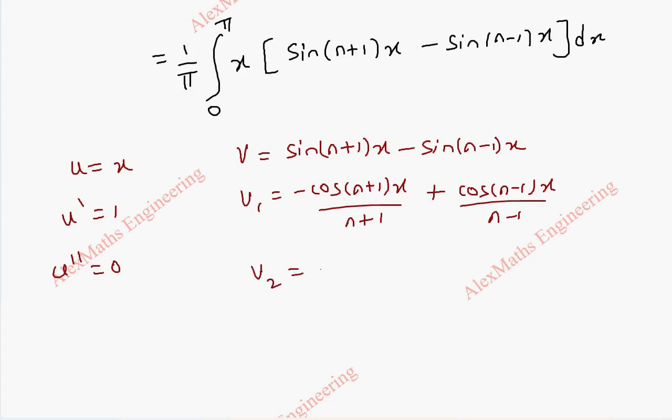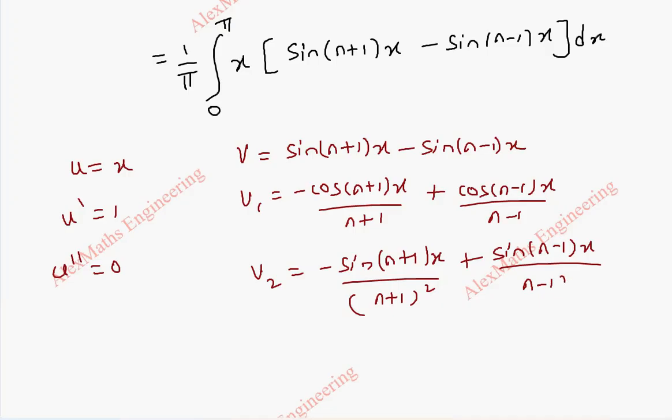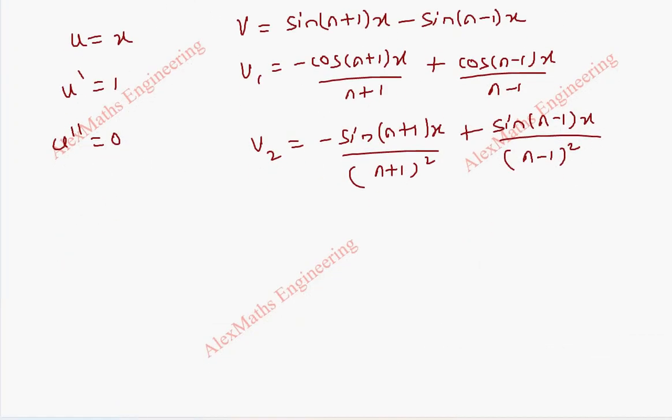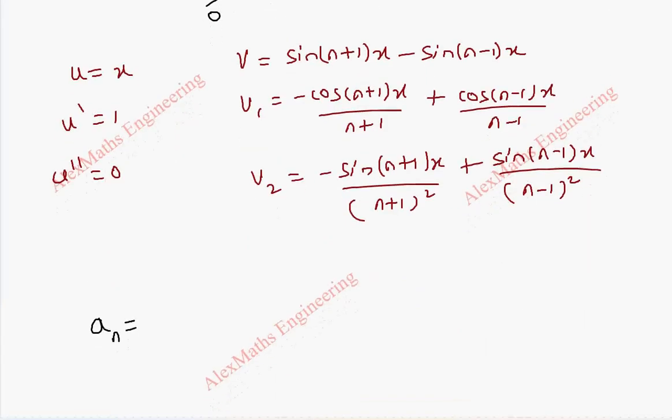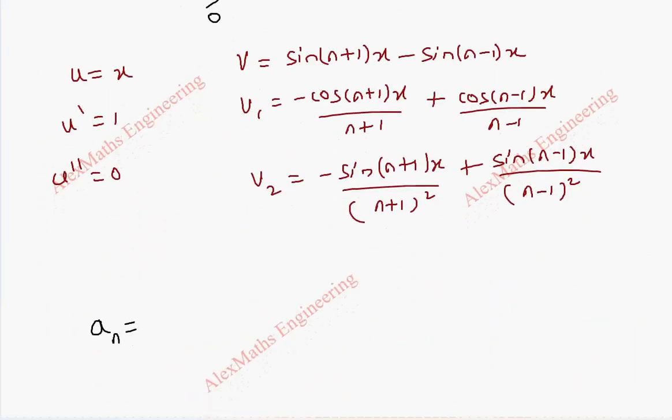Further integration, this is minus sin of n plus 1 x by n plus 1 whole square, and this will become plus sin of n minus 1 x by n minus 1 whole square. Now when we apply Bernoulli's formula, an equal to, outside we have 1 by pi. So we write that 1 by pi.